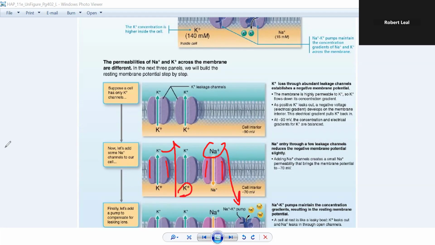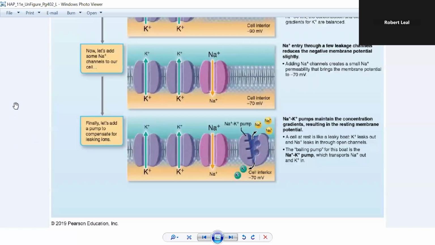All these 3 mechanisms working together, which are the leaky channels for potassium, leaky channels for sodium, and your sodium potassium pump, all 3 work together to maintain the inside at minus 70 millivolts, which is referred to as the cell's resting membrane potential.